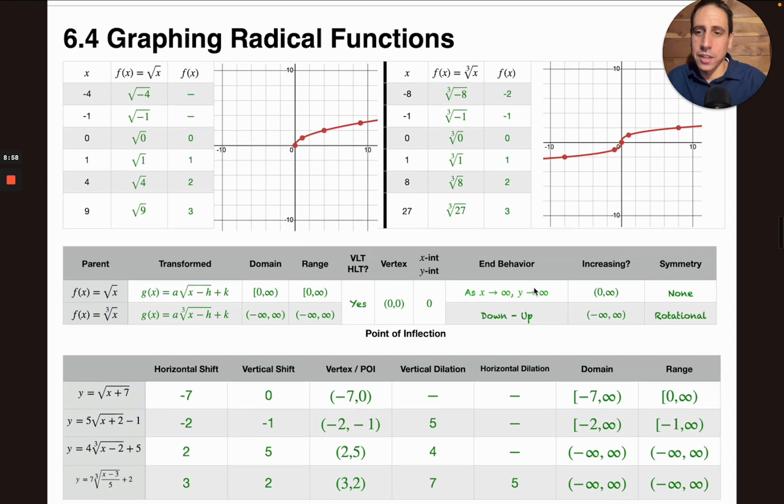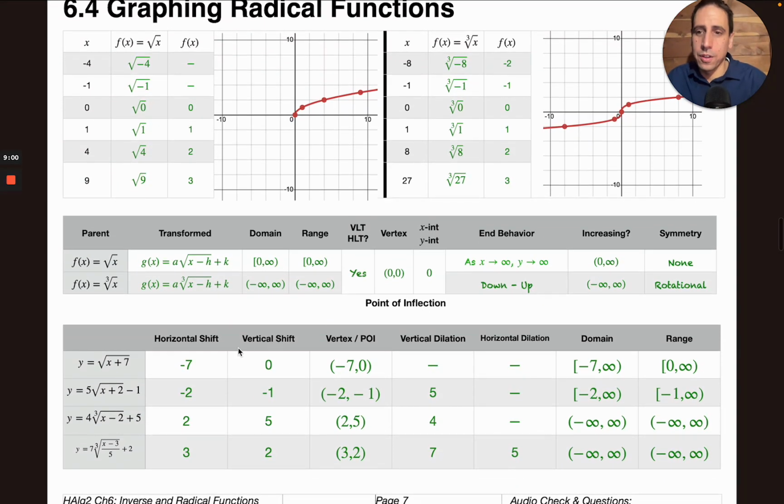Cube root. All right, check this out. 7 times the cube root of (x - 3) over 5, plus 2. There's 4 different numbers. The -3 turns into a horizontal shift of +3. The +2 on the outside is a vertical shift. That means that the new point of inflection is at 3, 2. It used to be at 0, 0, and now it got shifted horizontally and vertically.